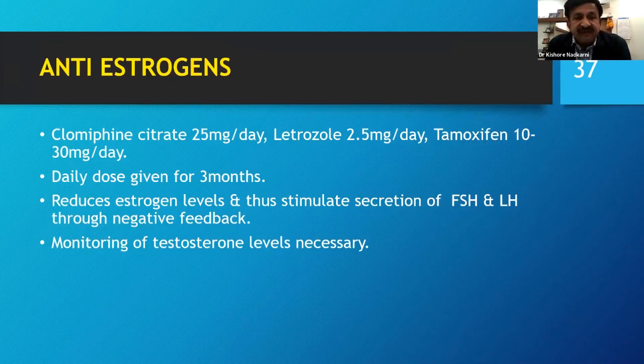Now, which patients will you give anti-estrogens? Patients with low counts, low motility, with low FSH and low testosterone. These are candidates where you can give clomiphene citrate, and you can give it for about 3 months. You can try and see, but you should monitor testosterone levels as well as sperm levels, because if it's giving negative results, you should stop the clomiphene citrate.